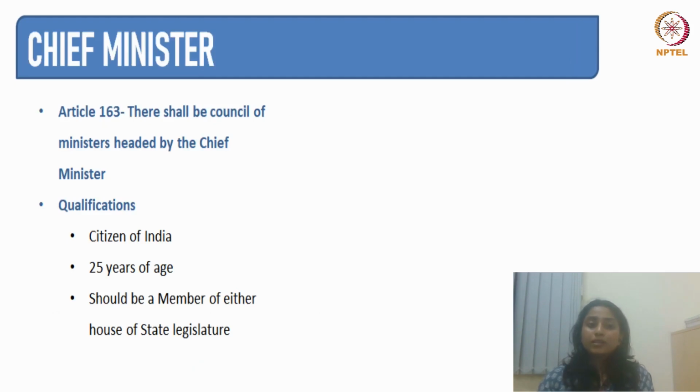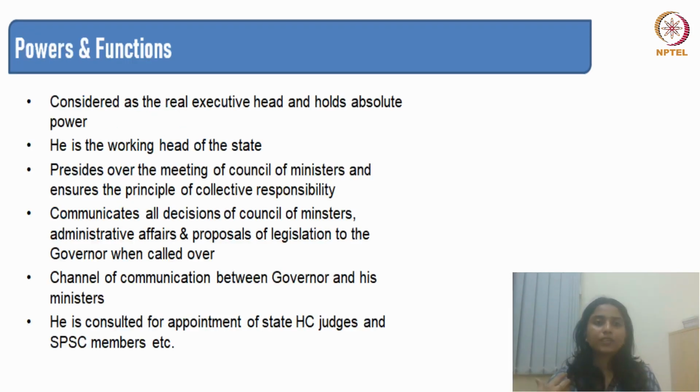So, Article 163 of the Constitution states that there shall be a council of ministers headed by the chief minister in each state. So the qualifications to be a chief minister are: firstly, he shall be a citizen of India; secondly, he should be 25 years of age or above, and should be a member of either house of state legislature. So, very briefly, let's look into the powers and functions of the Chief Minister.